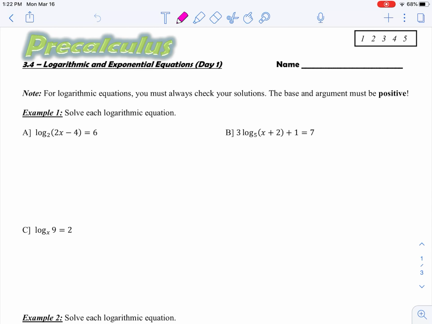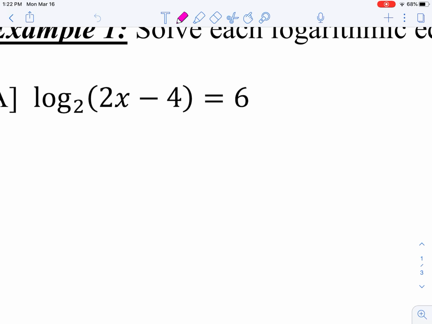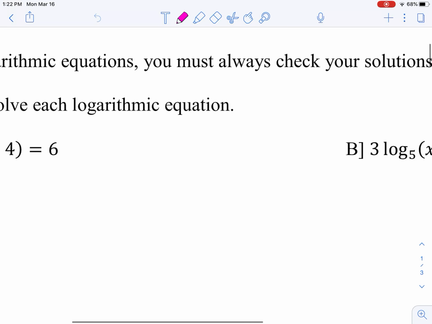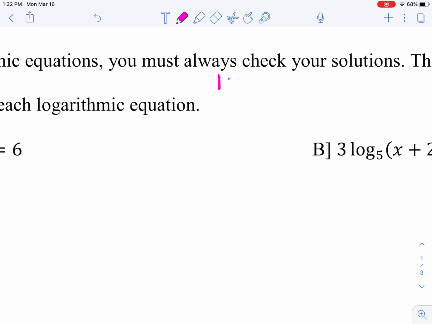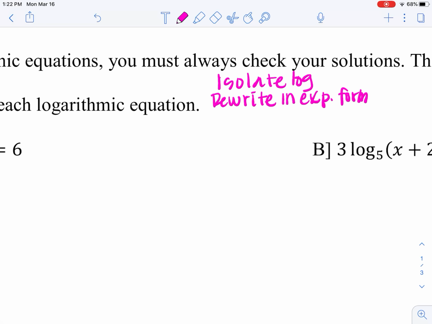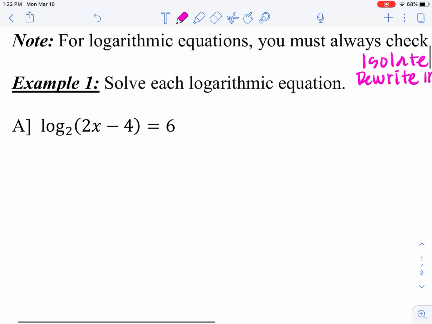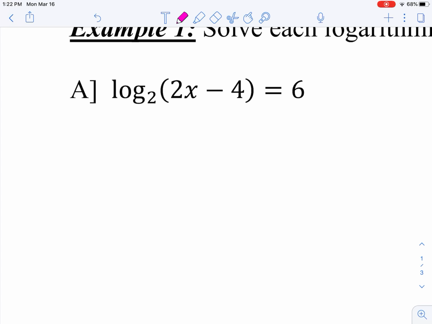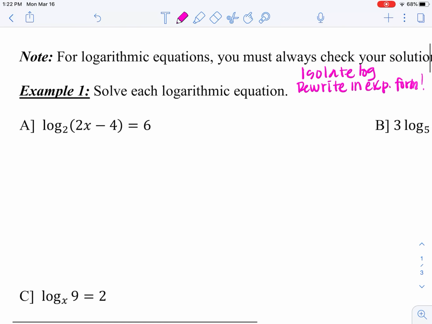So the first thing you should do is look at the problem and say, how many logs are there? This one has 1. So when there's one log, you're going to isolate the logarithm. Then you're going to rewrite in exponential form so you can solve. A lot of times when people see this problem, they'll be like, I don't know what to do. Whenever you're working with a log and you're stuck, you need to rewrite in exponential form.